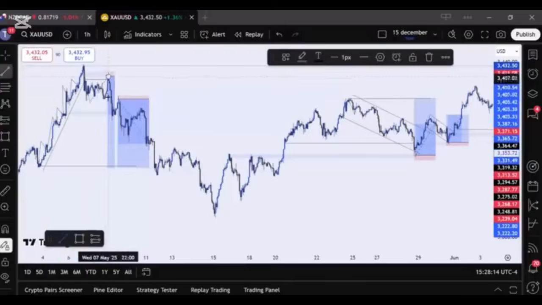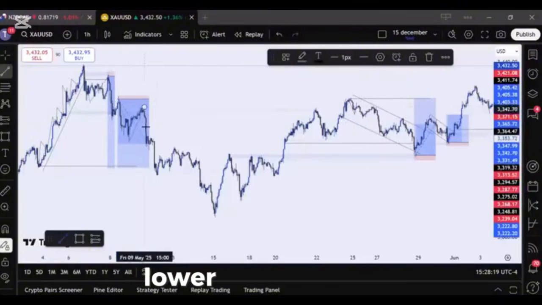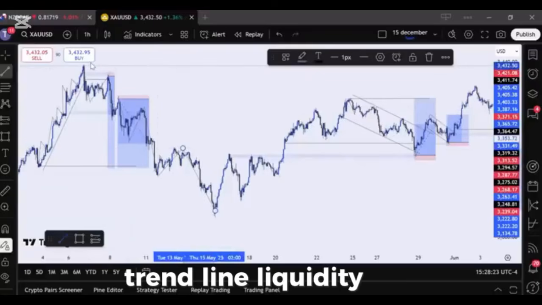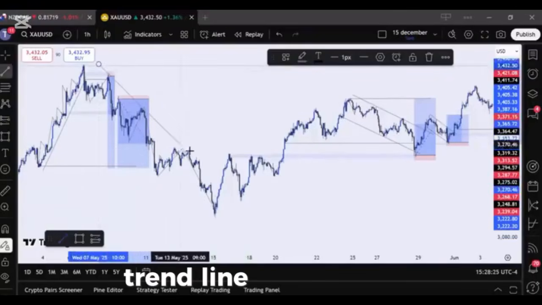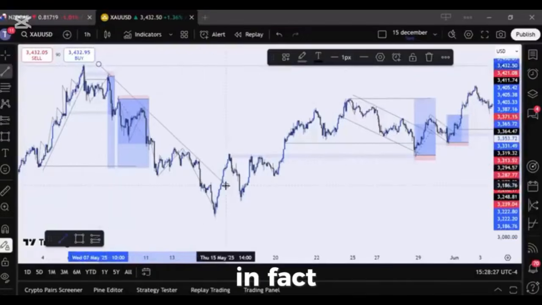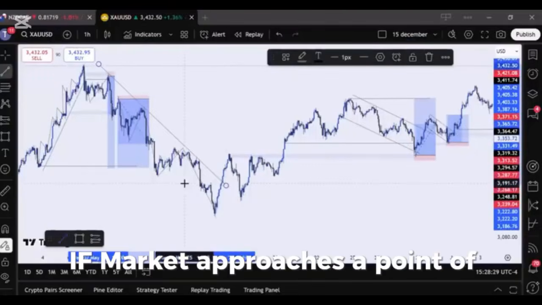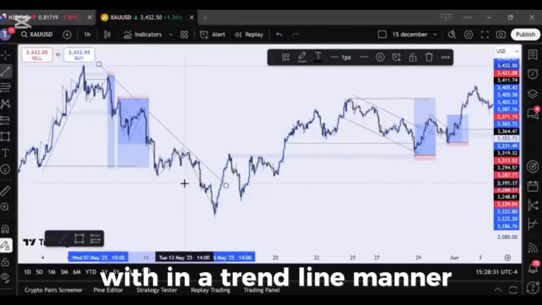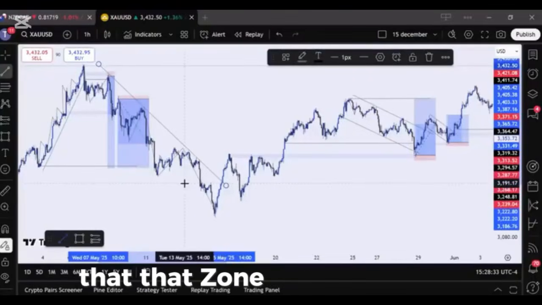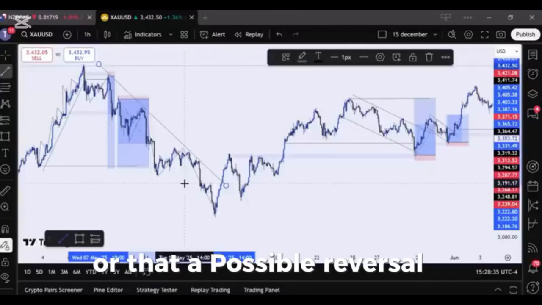Lower highs, lower lows, lower highs, lower lows. So this is what? Lower highs. This is what? Trend line liquidity here. Now, in fact, if market approaches a point of interest in a trend line manner, it gives me more conviction that that zone is going to hold or that a possible reversal is going to happen.